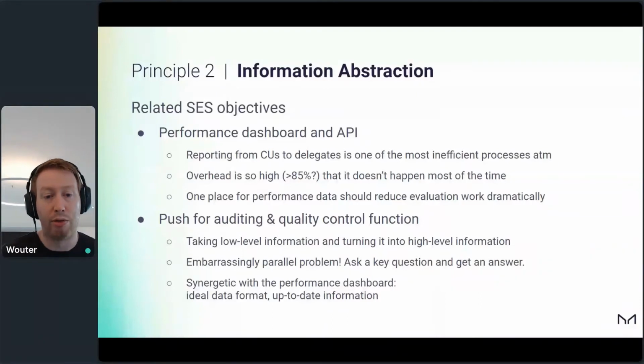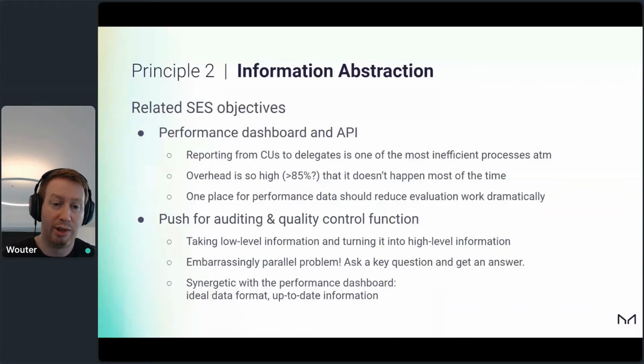So one place to collect all the performance data should drastically reduce the effort of evaluating the work that is done by the core units. And we think that the dashboard will create a lot more room to scale up the DAO further. Another but very related aspect is our push for an auditing and quality control function.